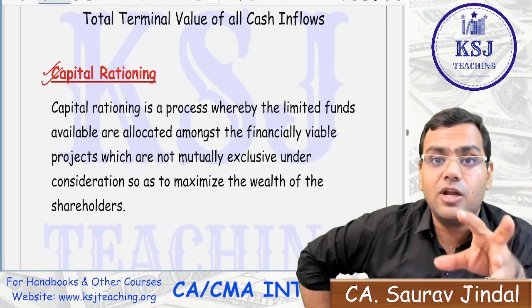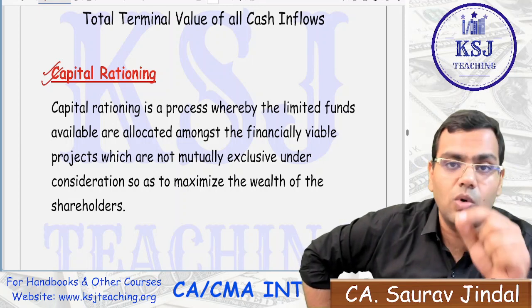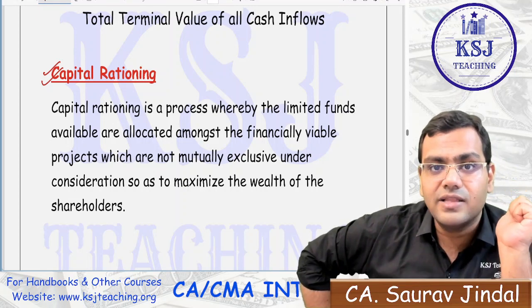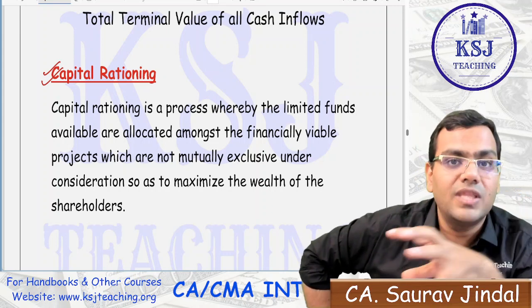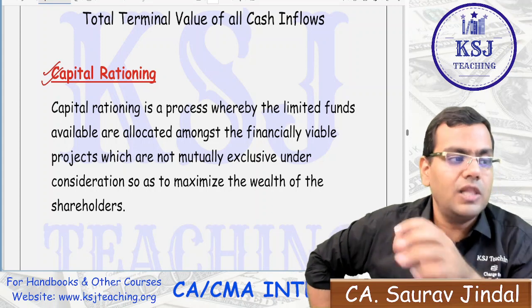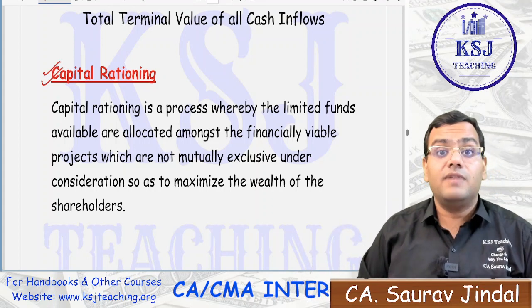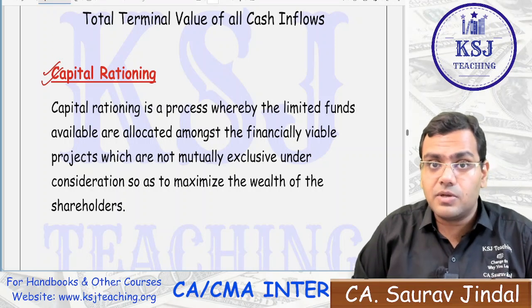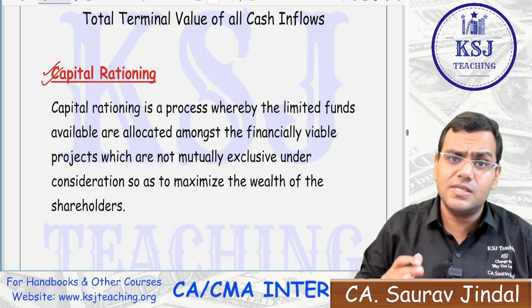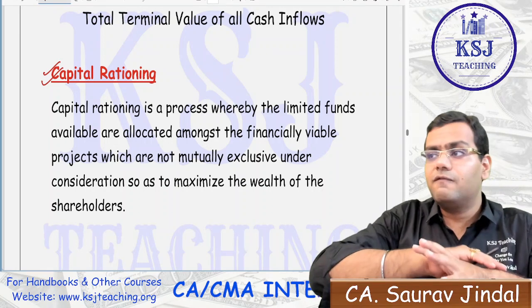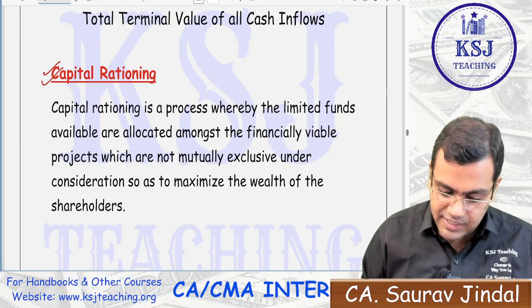What is the ultimate objective? The ultimate objective is the increase in the wealth of the shareholders and stakeholders, and that is based on the net benefit. So select all the projects within the budget which have the higher NPV. Now it will depend upon whether the projects are divisible or indivisible. Divisible means part of the project can be accepted. Indivisible means you have to accept the full project; a part of the project cannot be accepted.